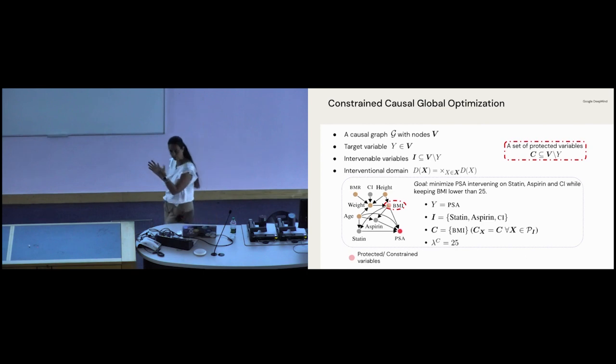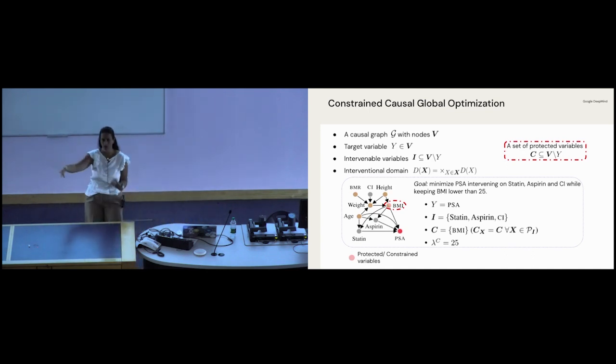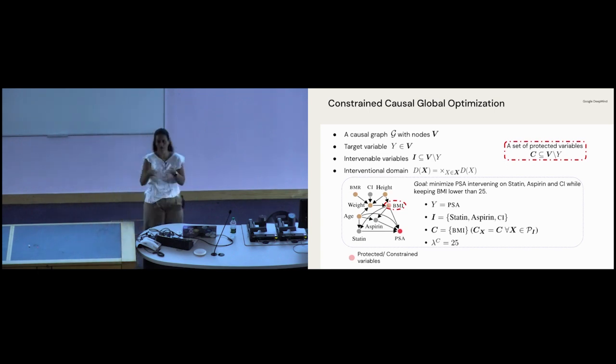So for example, something that we just mentioned now is the existence of constrained variables. Let's say you're in the healthcare setting and you're trying to minimize PSA, but you want to do that without pushing BMI to a value that is going to be unhealthy for a patient. So I don't want to minimize PSA by making a patient obese. What I want to do is constrain that variable to be within the healthy level. So we just put a constraint at 25. The pink nodes now are protected or constrained variables. And notice that we could have protected variables that can be intervened or protected variables that cannot be intervened, and a combination of these.